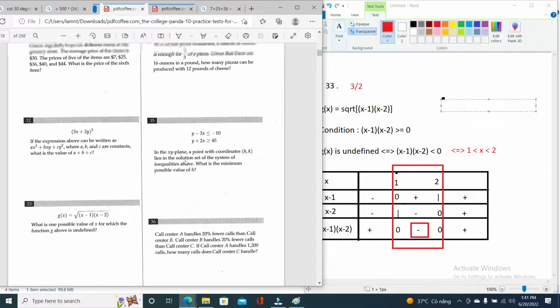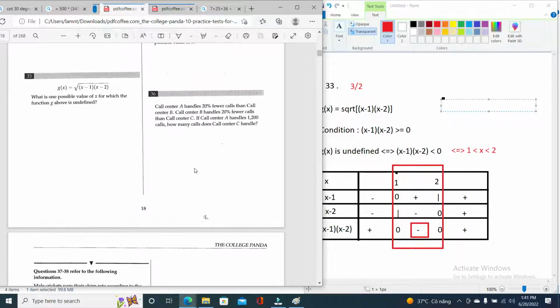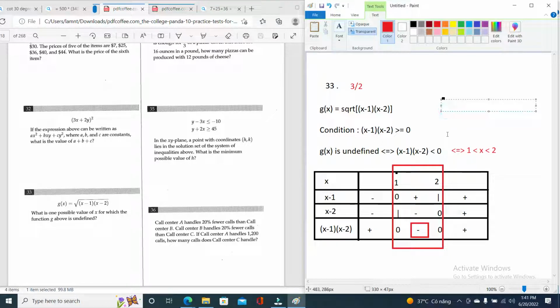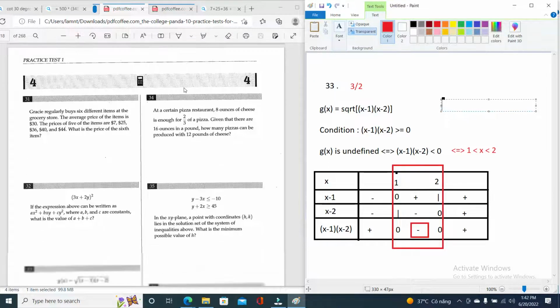Alright, so 33. Okay, good so far? 33 is done. Let's move on to 34. So this screenshot can take a capture of it. Okay, 34.